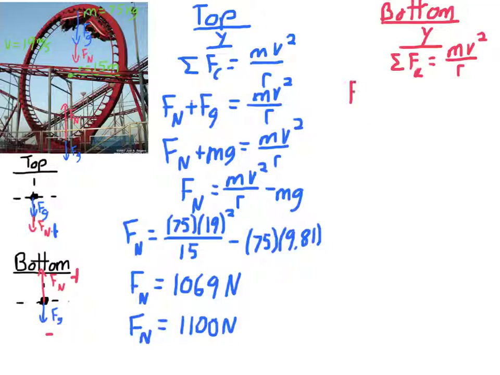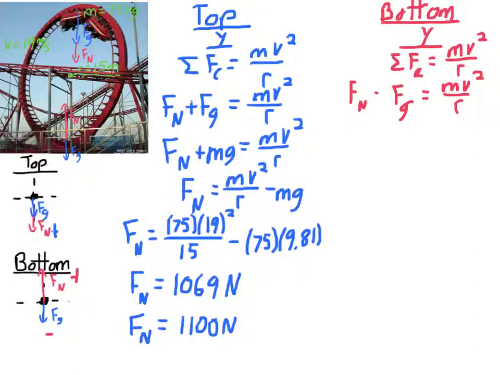I'm going to have normal force, what's going into the circle, minus what's going out of the circle, force of gravity, equals mv squared over r. So normal force has to become a lot greater because it's the only thing pushing in. Gravity is what's pulling out. Normal force, the track, has to provide enough force to counteract gravity and push you around in the loop.